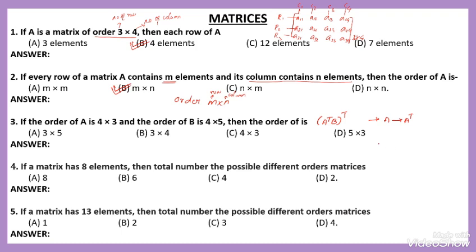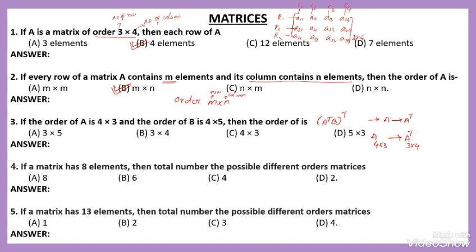Here, first we have to consider the order of matrix A. The order of A matrix is 4 cross 3. While taking the transpose, the order will change. The rows change to columns and columns change to rows. Then the order becomes 3 cross 4. While taking the transpose, the number of rows and columns are interchanged.